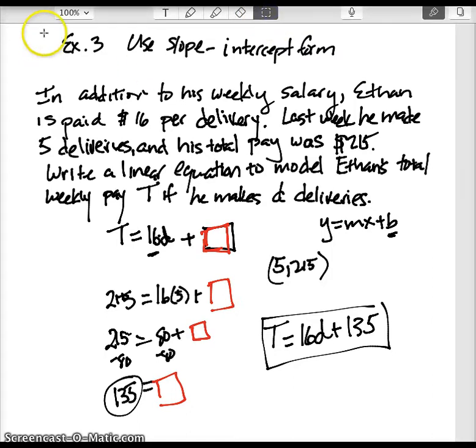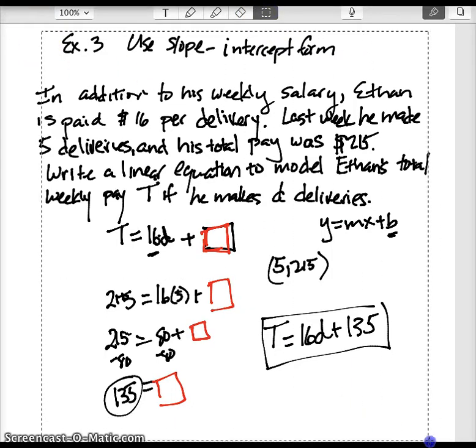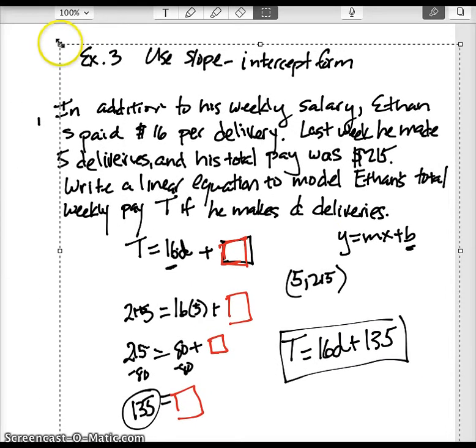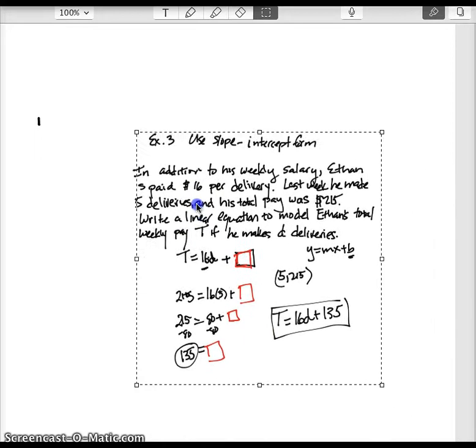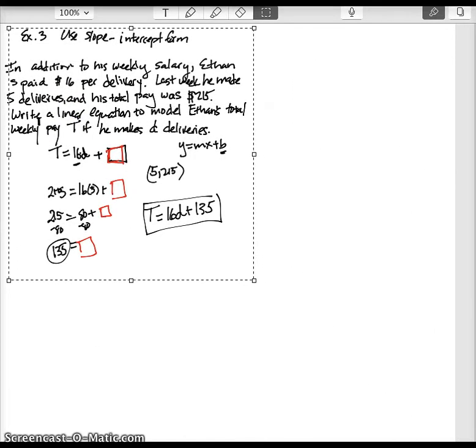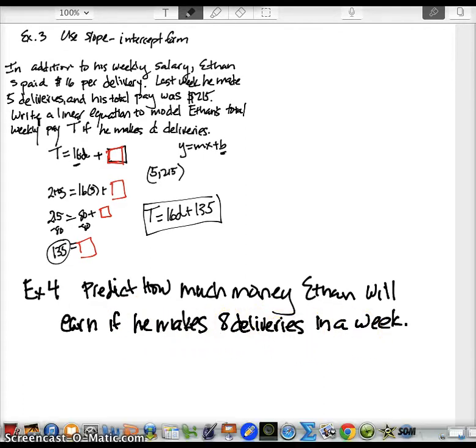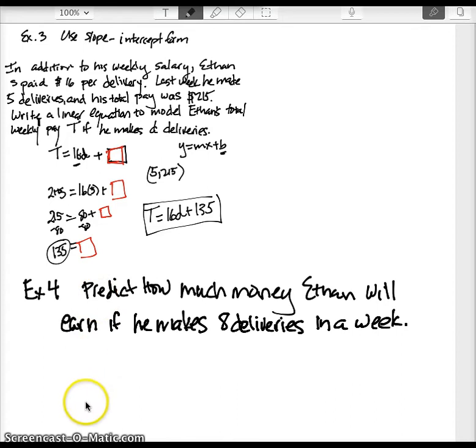Our next example is example 4, but it really directly relates to this example. So I want to shrink this, move it over to the side, and see what we can do looking at example 4. So I'll write example 4 down now. What we're asked to do in example 4 is to predict how much money Ethan will earn if he makes 8 deliveries in a week. And this is where we get the vocabulary terms linear interpolation and linear extrapolation, which give us the opportunity to extrapolate information that's not really part of what we have.